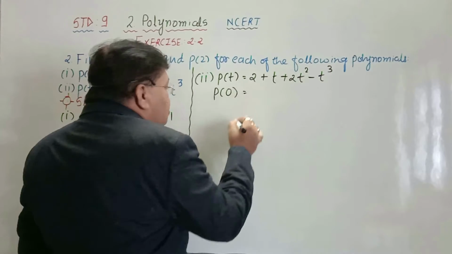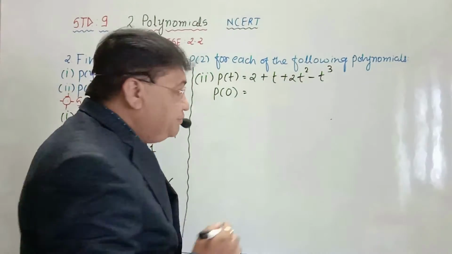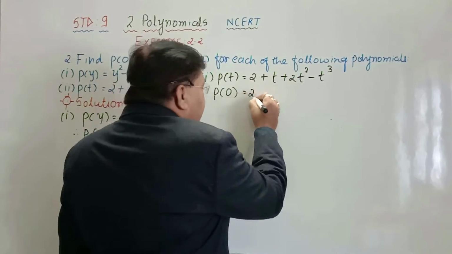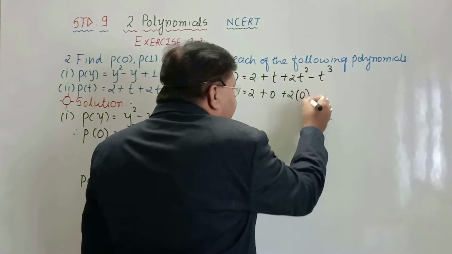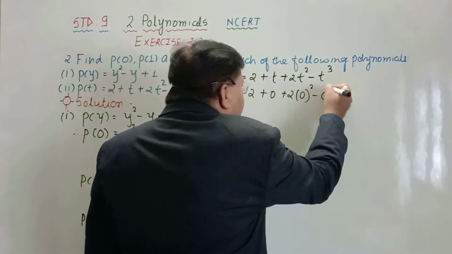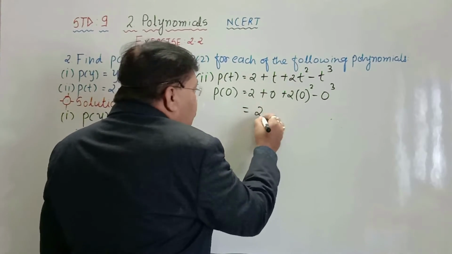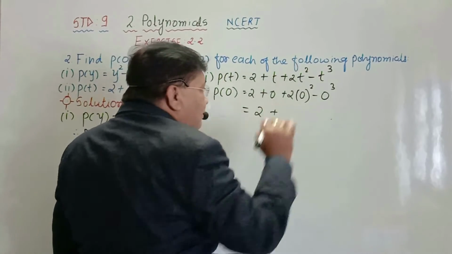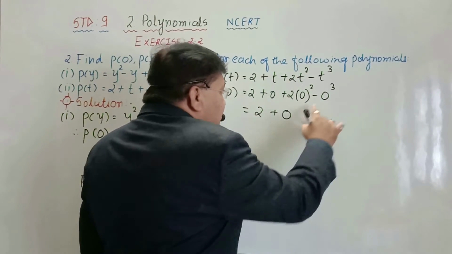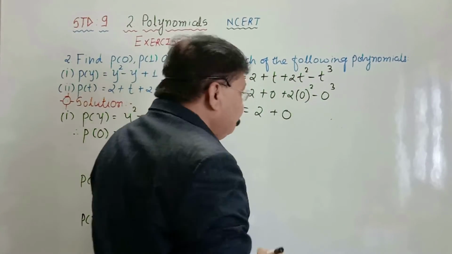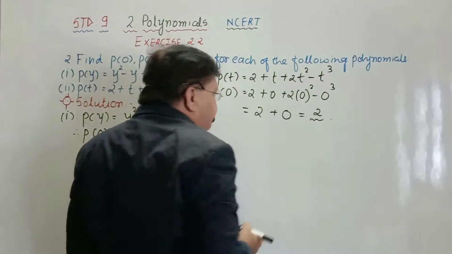P0. So in the RHS, in place of t, we write 0. 2 plus 0 plus 2 in the bracket 0 square minus 0 cube. 2 plus 0 is 2. 0 square is 0 and 0 into 2 will be 0. 0 cube is 0. Right? So 2 plus 0, we get here 2.